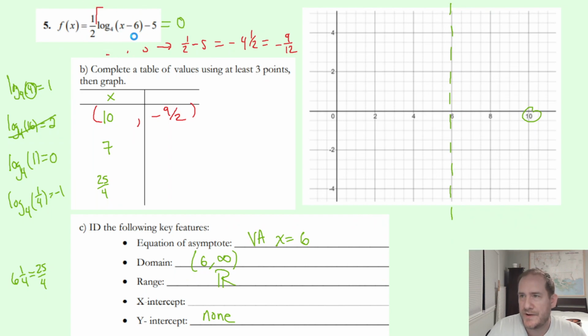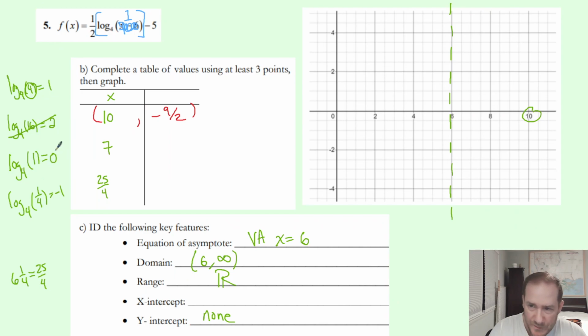For the next ordered pair, this time we're plugging in 7. So you plug in 7. 7 minus 6, of course, becomes 1. The log base 4 of 1 is 0. Remember, we planned this all out ahead of time. We already knew this was going to be 0. So you now have a half times 0 minus 5, which is 0 minus 5, which is negative 5. So there's your next ordered pair.